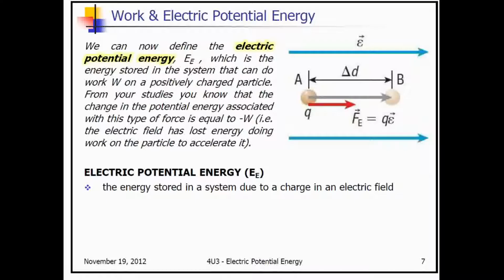So we can now define the electric potential energy. This is E, capital E, which is the energy stored in the system that can do work on a positively charged particle. So you would know that the change in the potential energy associated with this type of force is equal to negative work. So the electric field loses energy doing work on the particle to accelerate it. So electric potential energy, please copy this down. It's the energy stored in a system due to a charge in an electric field.